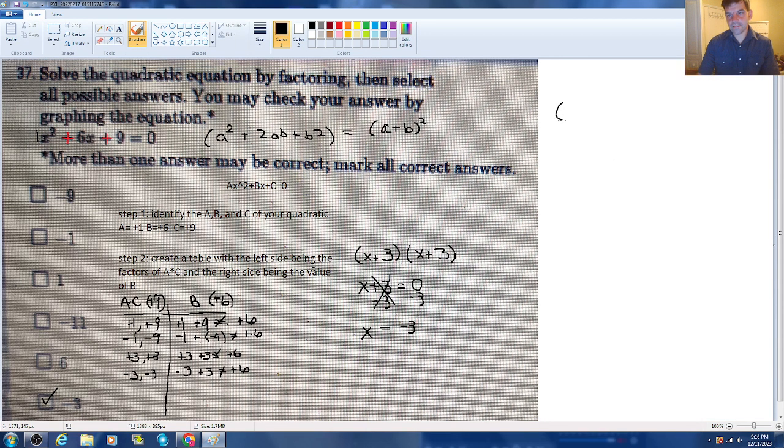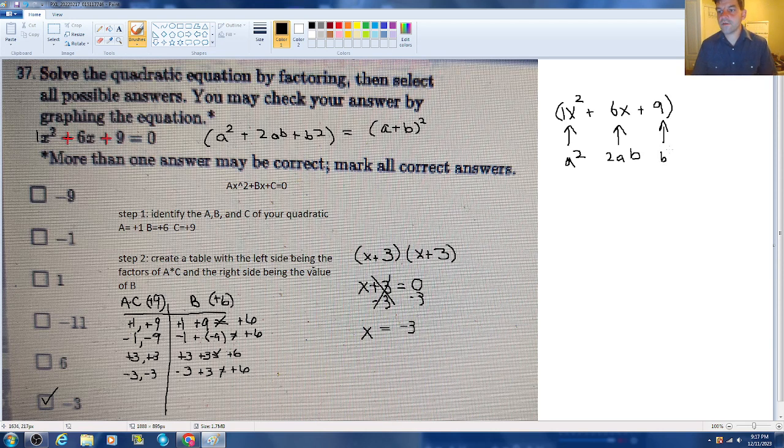So if we look at x squared, I'll put the 1 there, plus 6x plus 9. This right here is a squared. You're looking at our formula here. This is 2ab, and this is b squared.